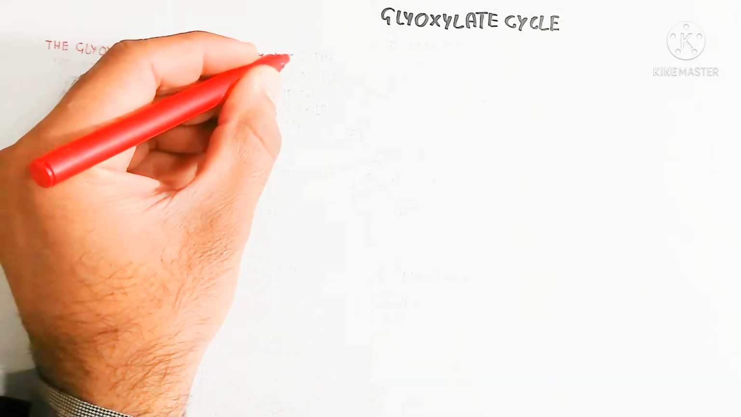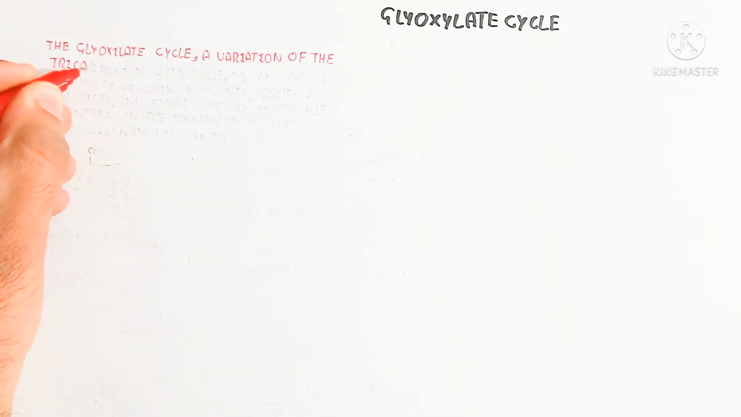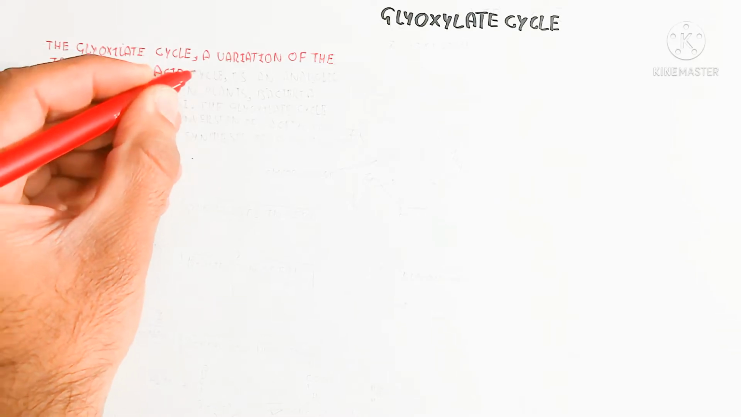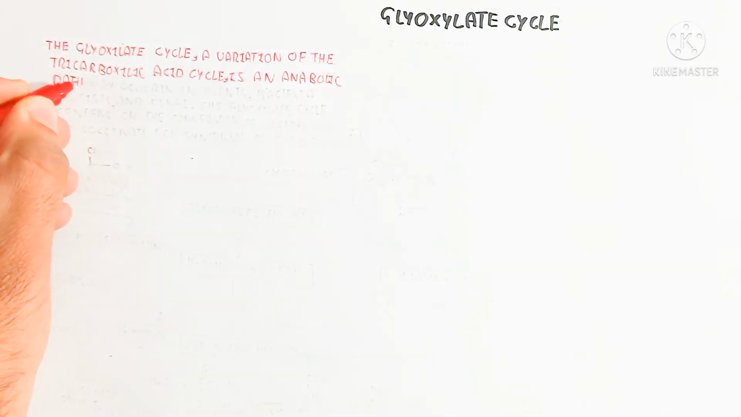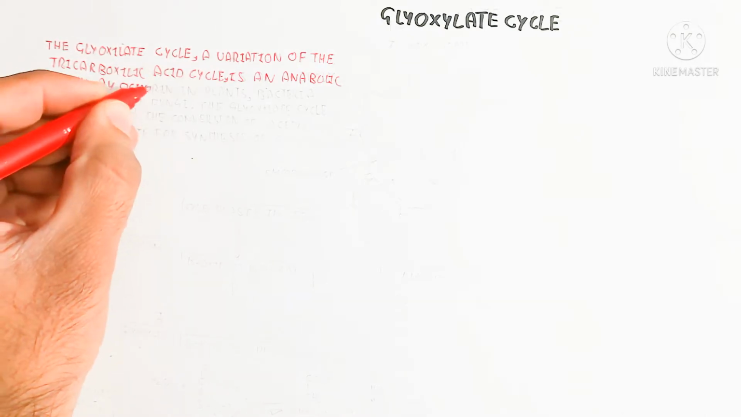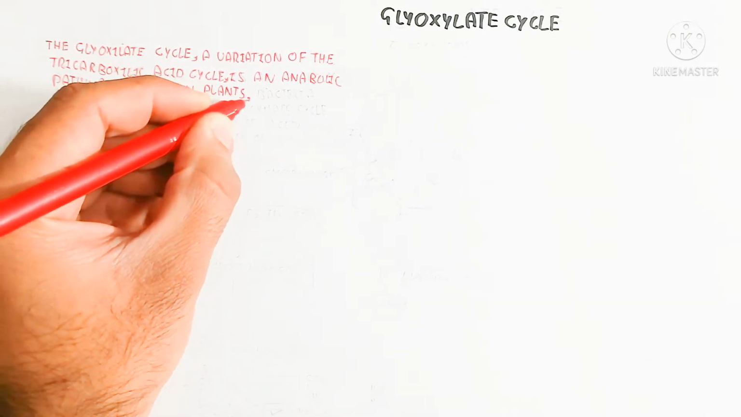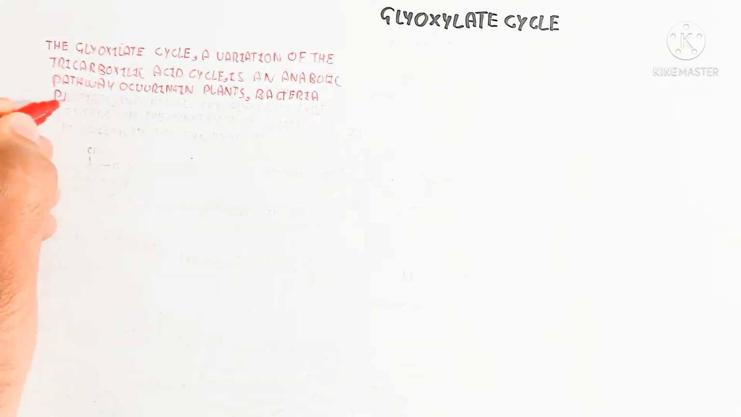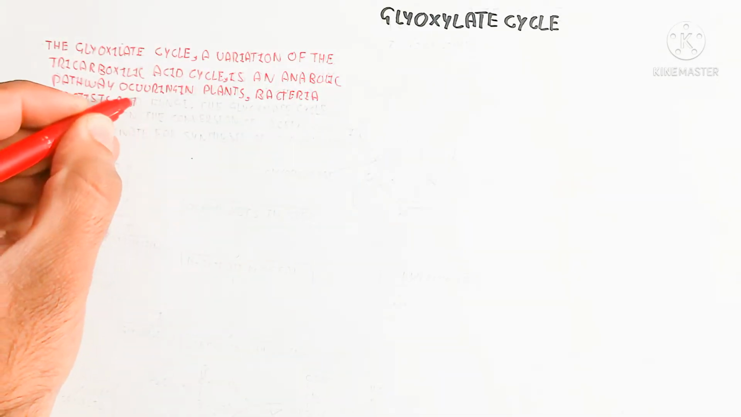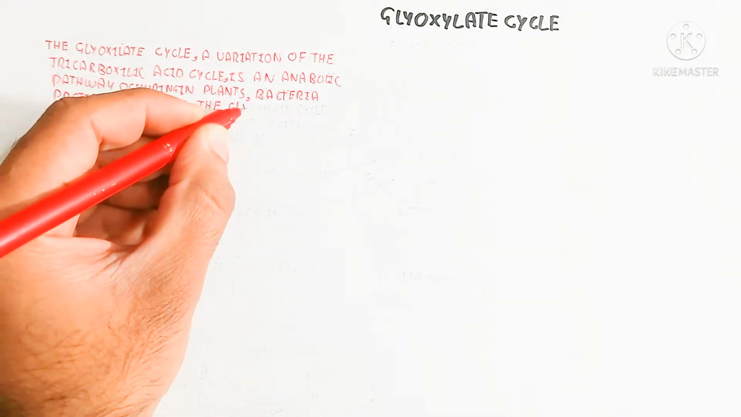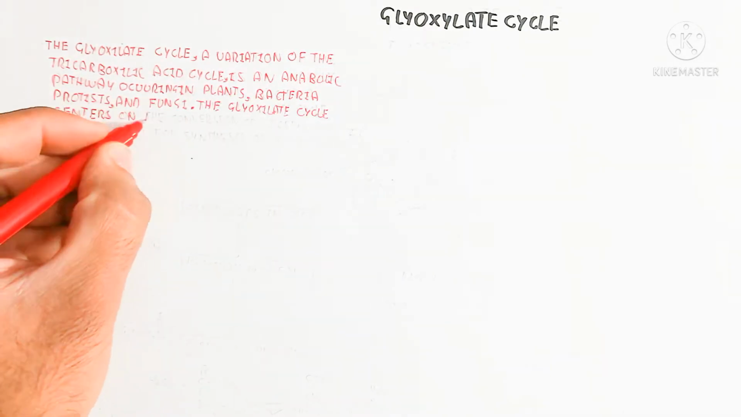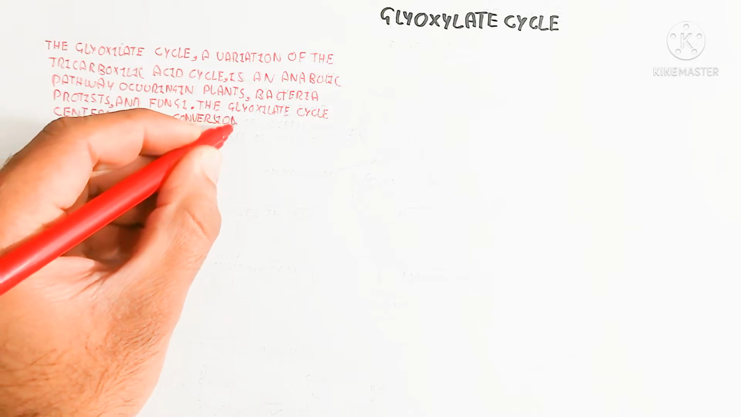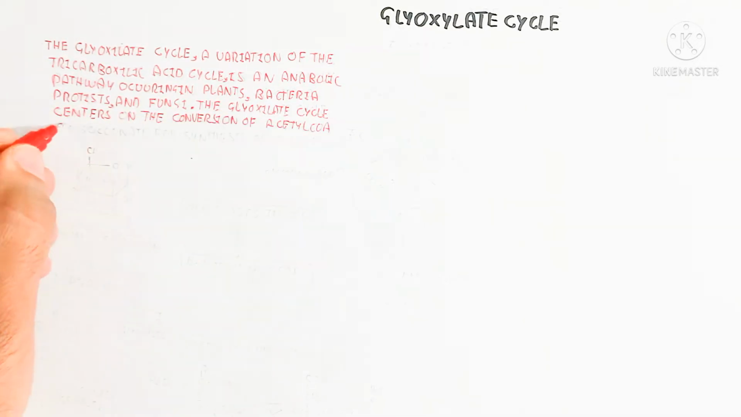The glyoxylate cycle, a variation of the tricarboxylic acid cycle, is an anabolic pathway occurring in plants, bacteria, protists and fungi. The glyoxylate cycle centers on the conversion of acetyl-CoA to succinate for the synthesis of carbohydrates. So the synthesis of carbohydrate is important for the glyoxylate cycle.